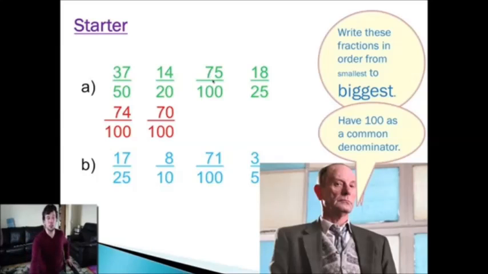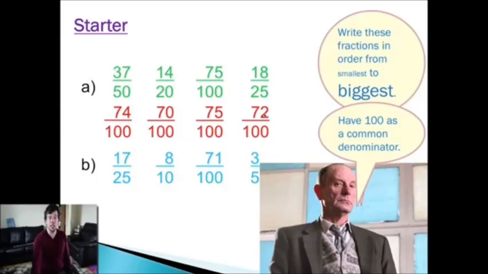This denominator is already on 100, so this fraction can remain as 75 over 100. How many 25s are there in 100? 4. So we'll multiply the top by 4. What is 18 times 4? 18 times 2 is 36, times 2 again, 72.